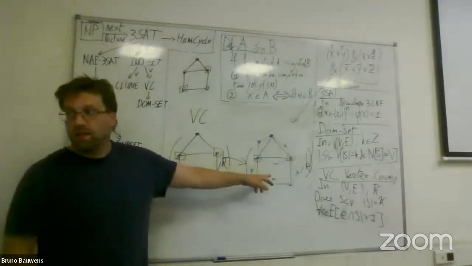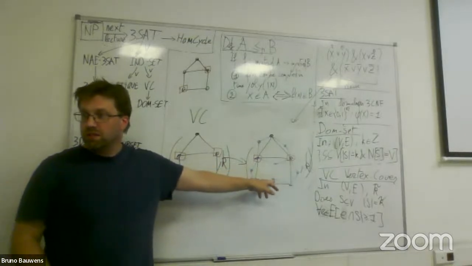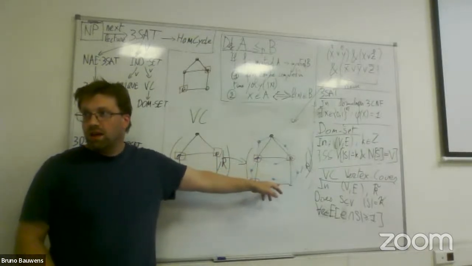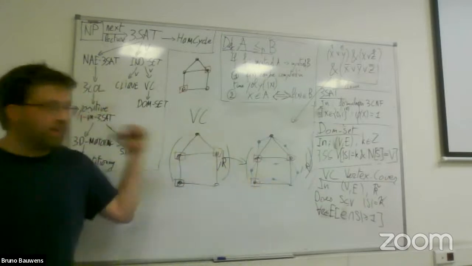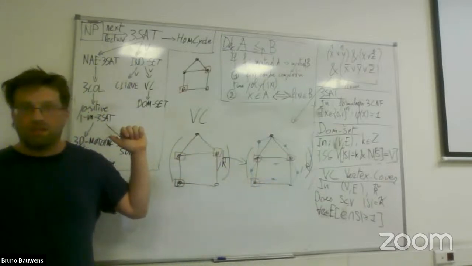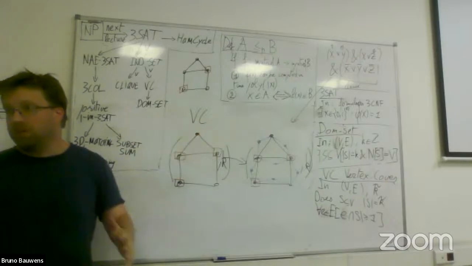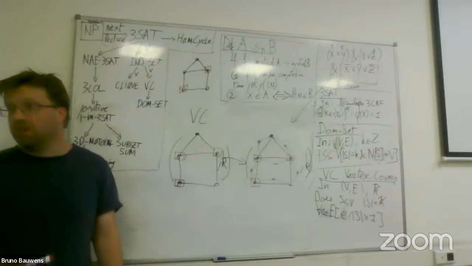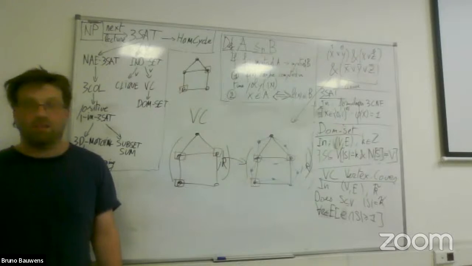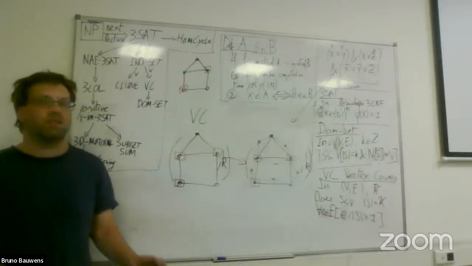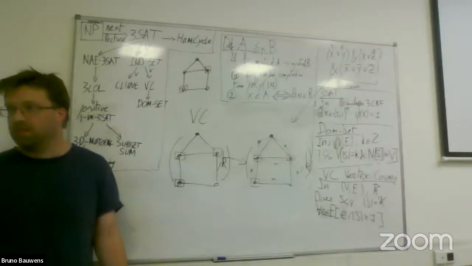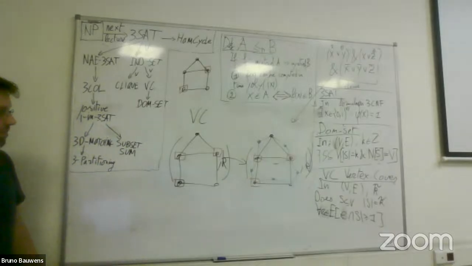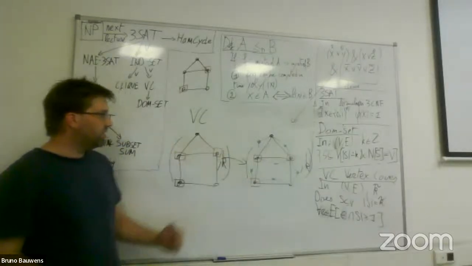No, the graph is not the same. This has more nodes. What if we don't change the graph? Then the other direction fails. So a dominating set can be smaller than a vertex cover. So you're right. Every vertex cover is a dominating set, assuming no isolated vertices, the graph is connected. But the other direction doesn't work.